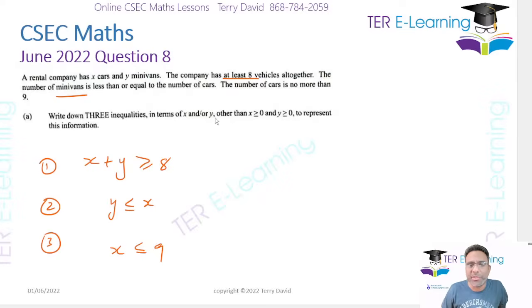Right, let me just double check and make sure that's okay. At least 8 vehicles together. So when you add them up, at least means greater than or equal to. The number of minivans, Y, is less than or equal to the number of cars. And the number of cars is no more than 9. Yeah, that's it.